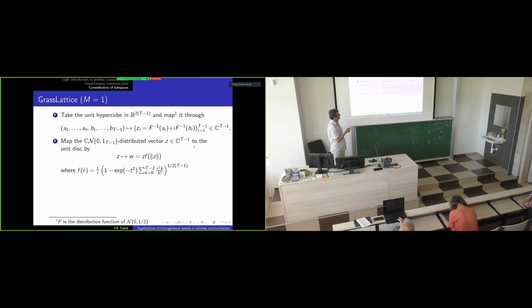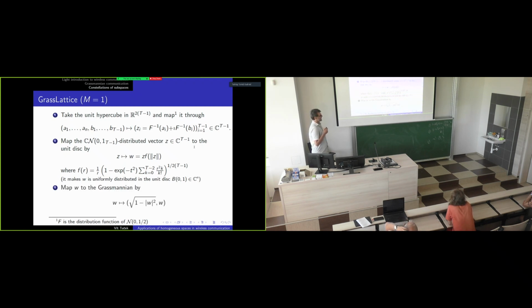And then we have this nice map where we just multiply or rescale the vector with some factor, and I mean it's explicit, but it looks weird. But it was found just by demanding that from this complex normal distribution on the complex vector space, we want uniform distribution in the disk. And once we have uniform distribution in the disk, we can map to the Grassmannian using this easy map, and that's pretty much it. And all these maps are invertible. Okay, here in this second step, you have to do some root finding, but that's easy, right? That's a one-dimensional problem.